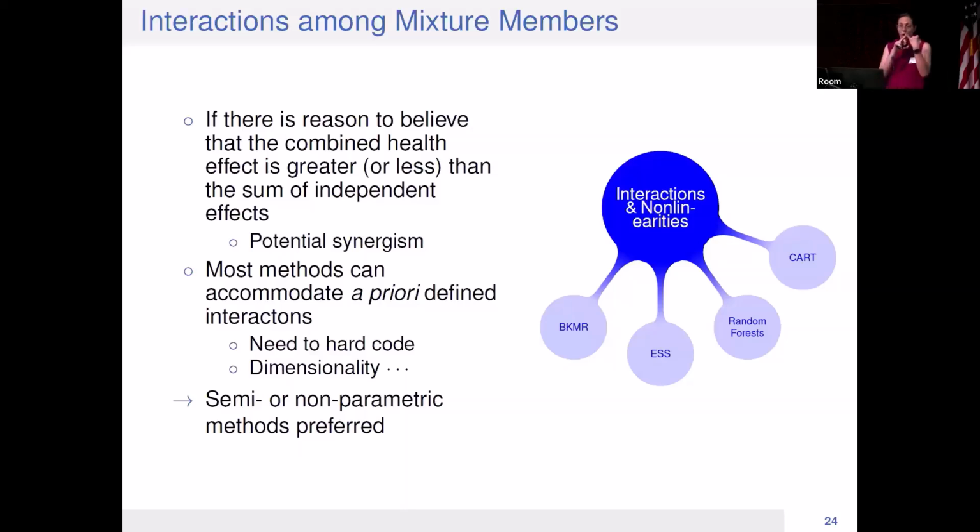However, one, we need to hard code this. Two, we need to have some a priori idea of which interactions specifically we want to test. And three, if it's more than one or two, then we're running into dimensionality issues, because then you imagine all 2-way, 3-way, n-way interactions can blow up our models. So if we don't really know which specific interactions we want to look at, semi- and non-parametric methods are preferred because they're more flexible.